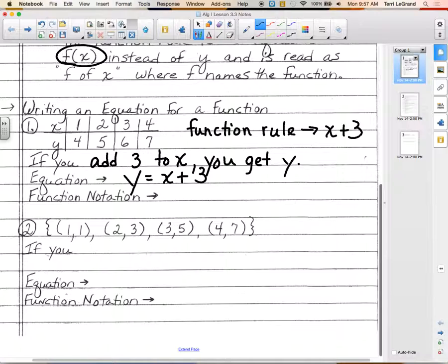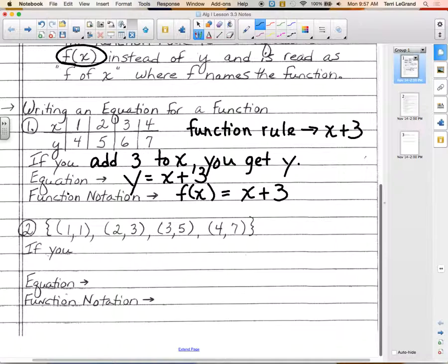Okay, well, if they ask us to write it in function notation, how would we write it? If they say, write the equation for this function in function notation. John? F of x is equal to x plus 3. Yeah, the f of x just replaces the y. F of x just takes the place of y. F of x means y, means the same thing. Just another name for it.